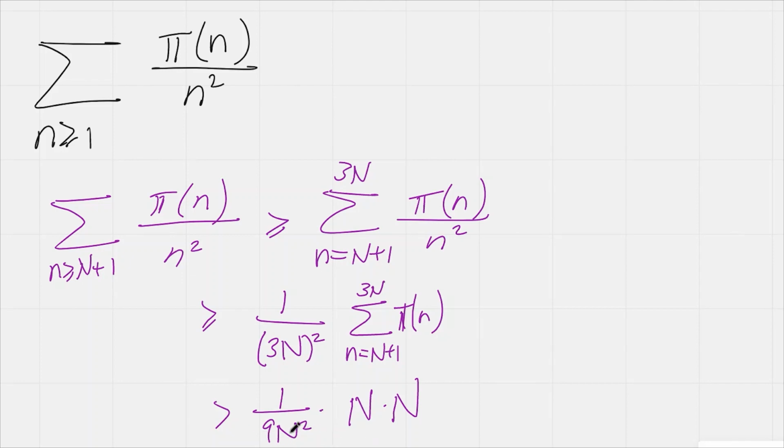So we've got that this is bigger than 1 over 9N squared times N squared, which is equal to 1 over 9. So the sum from n equals N plus 1 to infinity of π(n) over n squared is always at least 1 over 9, and therefore it cannot tend to 0 as big N tends to infinity, and therefore our original sum diverges. And that is our proof.